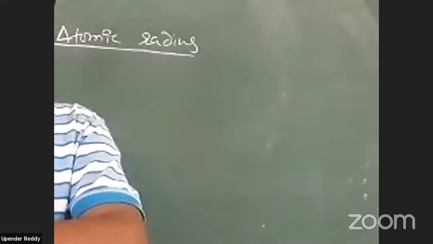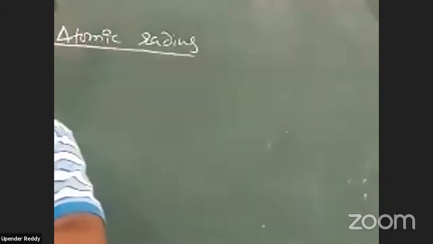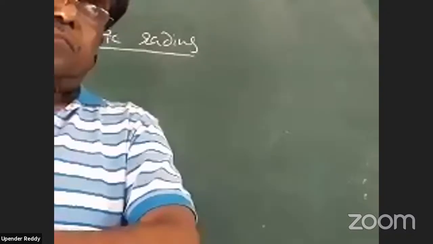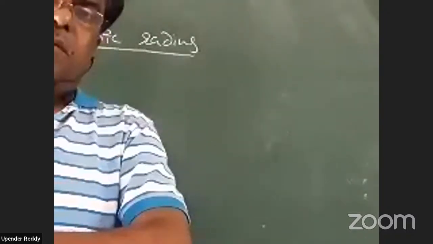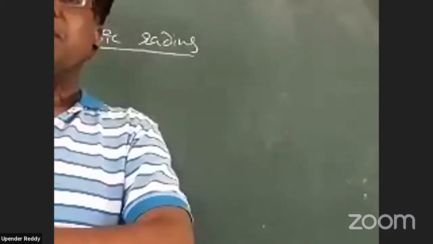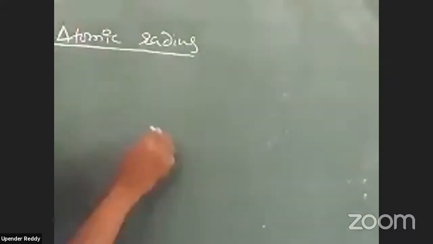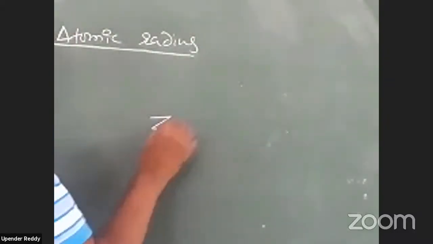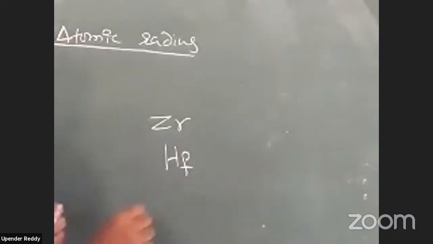You can write what happens to the atomic radius in a period. It decreases along the period. Next, what about down a group? As the atomic number is more, the atomic radius increases. Okay, I am going to ask one question. Out of zirconium and hafnium, which has a larger size?